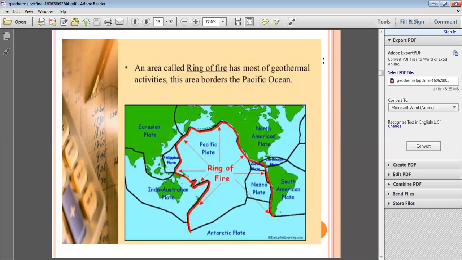The area called the Ring of Fire has the most geothermal activity. This area borders the Pacific Ocean. When we have done the exploration, we see the maximum exploration can be done in this area. This area is near the Pacific Ocean and is named the Ring of Fire. The area with the maximum potential for geothermal activity is called the Ring of Fire, the border areas of the Pacific Ocean.